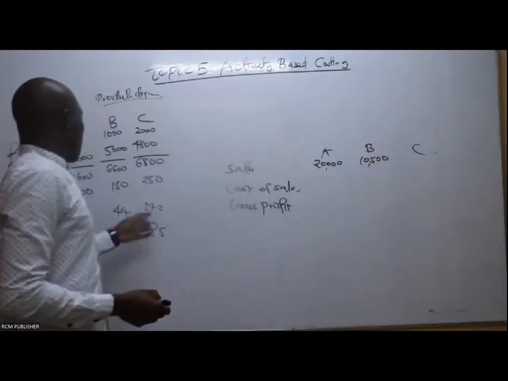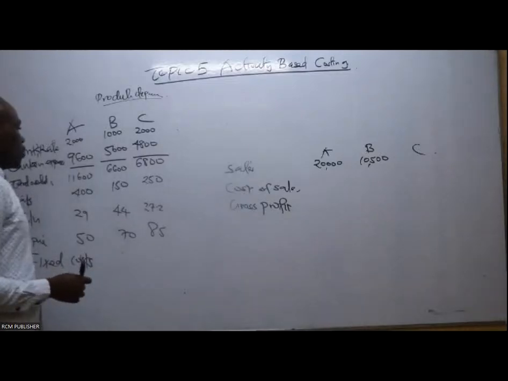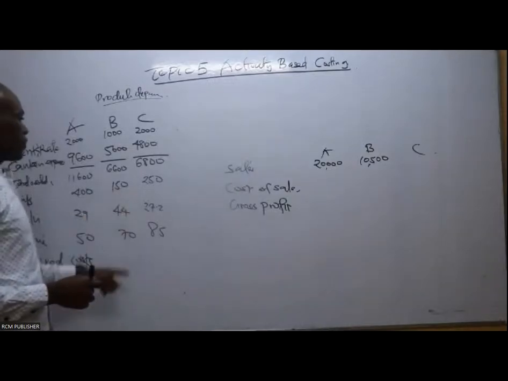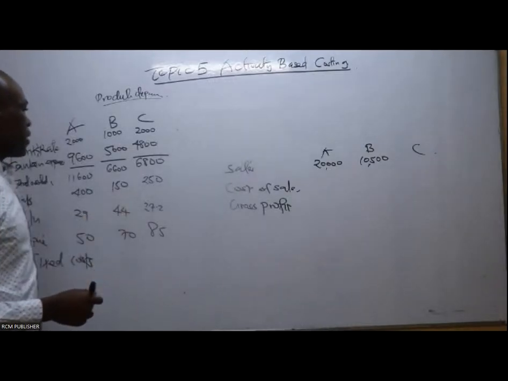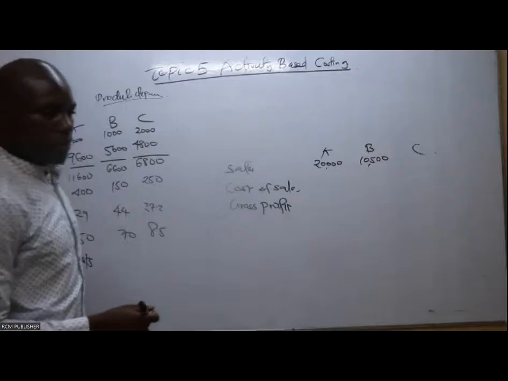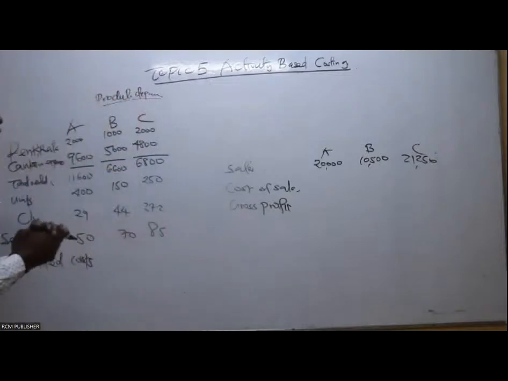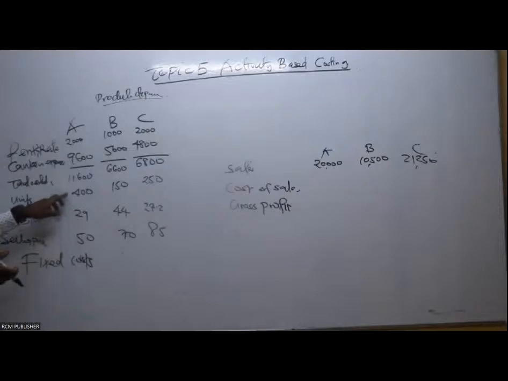And then 250 by 85 gives us 21,250. Now, after getting that, what will our cost of sales be? Cost of sales: this by units, this by units, this by units.